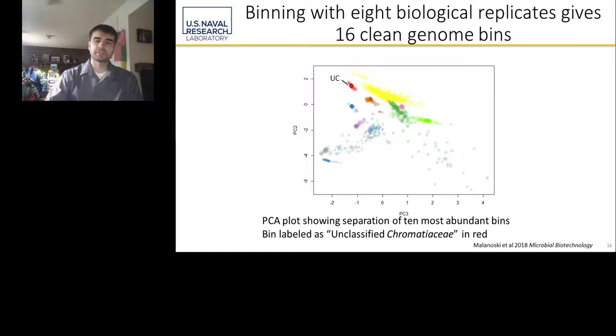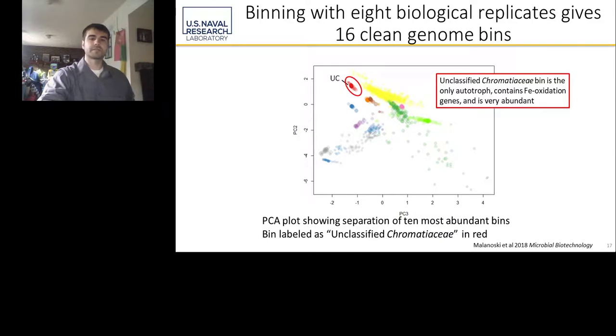This is the one that's in red here, that was initially identified as an unclassified Chromatiaceae. It's a group of bacteria known as purple sulfur bacteria, although a lot of them aren't purple and a lot of them don't actually use sulfur. But there are some representatives in there that are autotrophic. So that immediately was a key finding, and we were really interested in it. When we looked in the rest of the metagenome, we saw that this is really the only organism that looks like it's an autotroph.